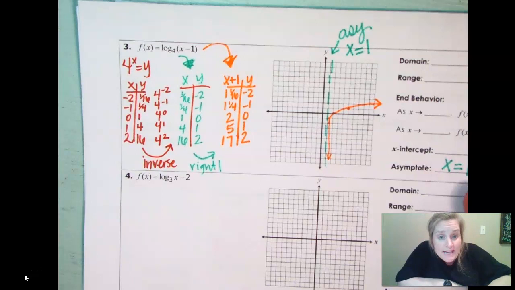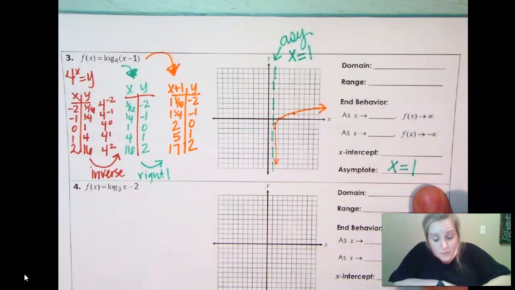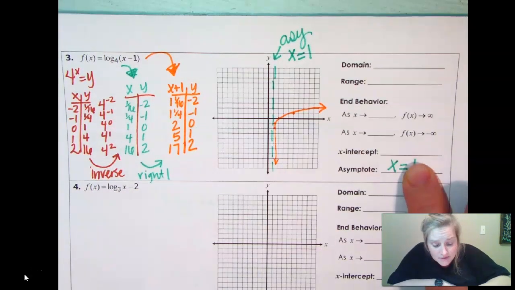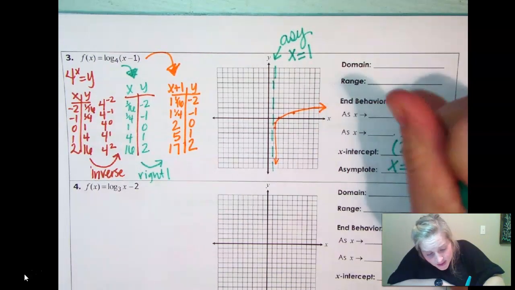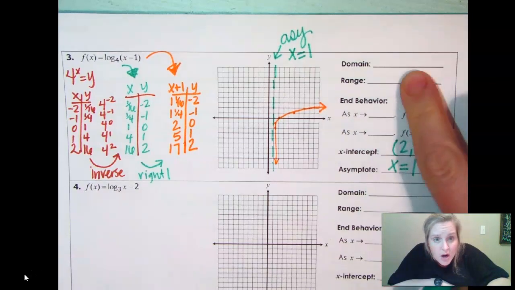So we've got our asymptote there. Now, we can work backwards. The x-intercept is very easy. It crosses there at 2, 0. We got that. Let's go back up here. So our domain and range.